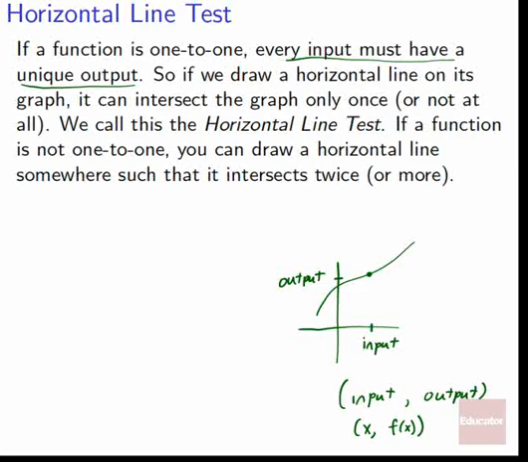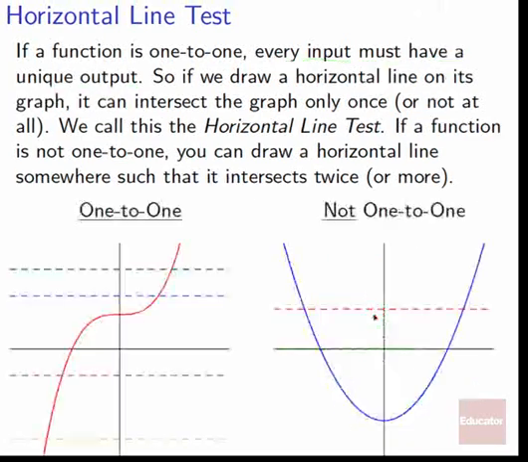So the horizontal line test is a way to test if the function has the same output for multiple inputs. We draw a horizontal line across because wherever an output hits the graph, we know that there must be an input directly below it. If a function is not one-to-one, you'll be able to draw a horizontal line that will intersect it twice, or maybe even more. Let's look at some examples.